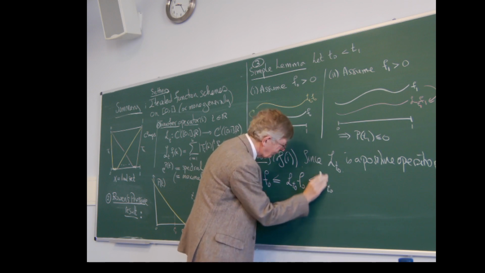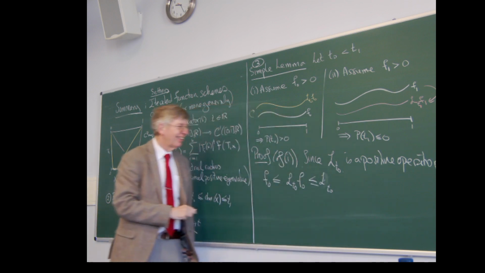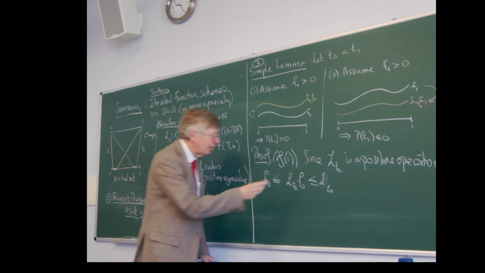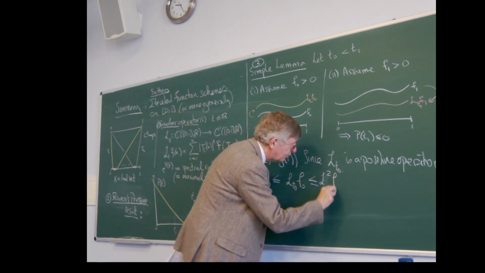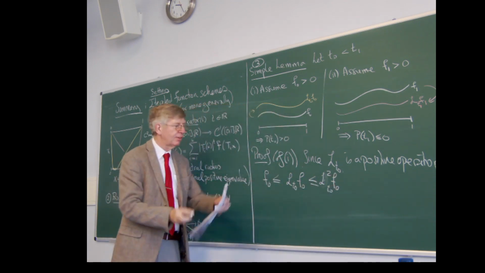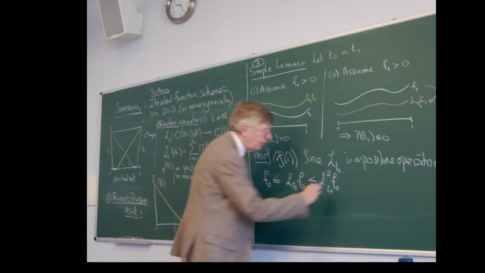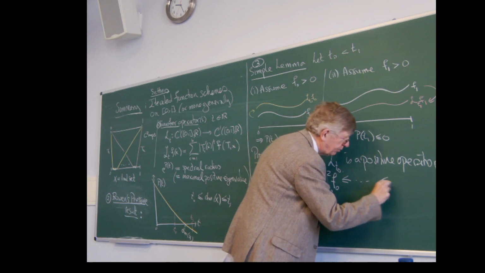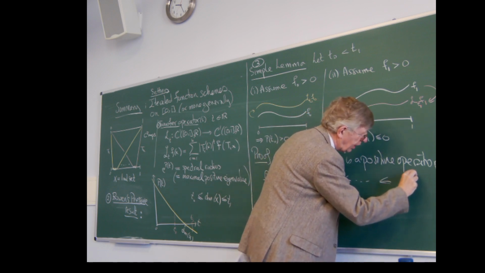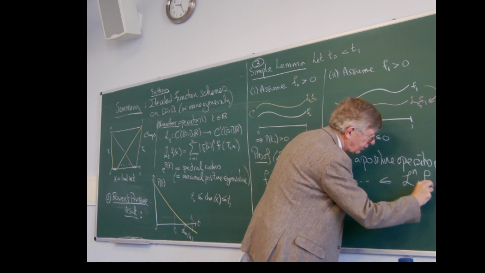So it's L_t0 squared F0. All I've done is apply the operator to the original inequality, and now I get that inequality. And I just keep going, n times, n just being any number I fancy. So I'll get that this is bigger than this.